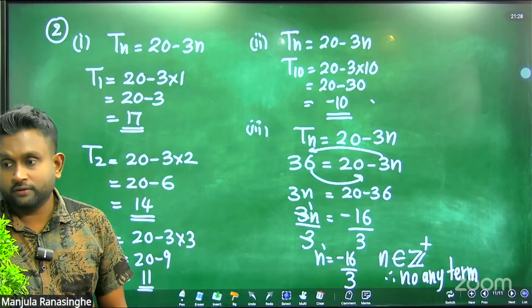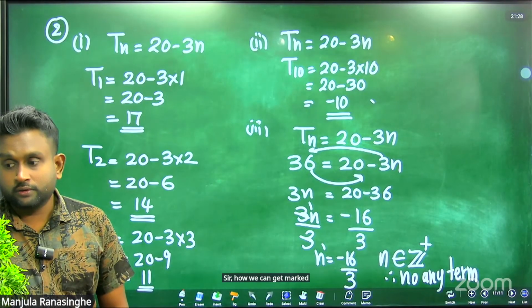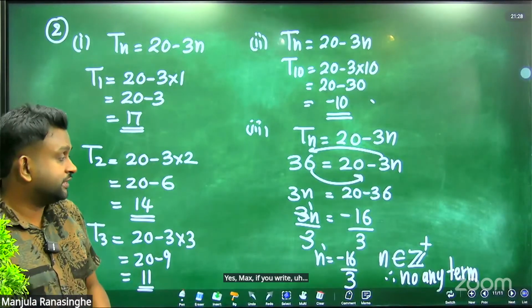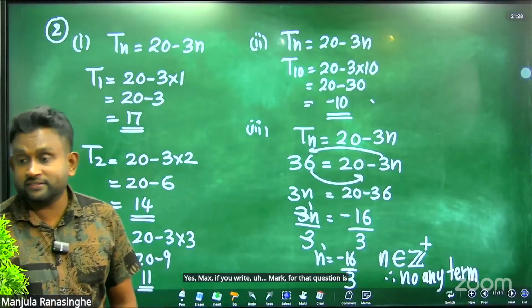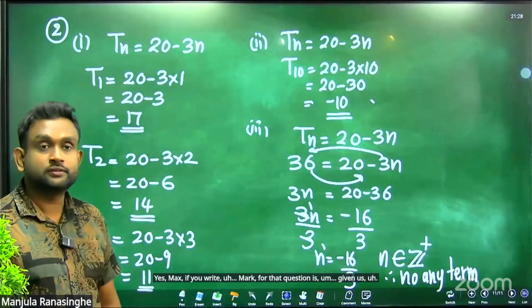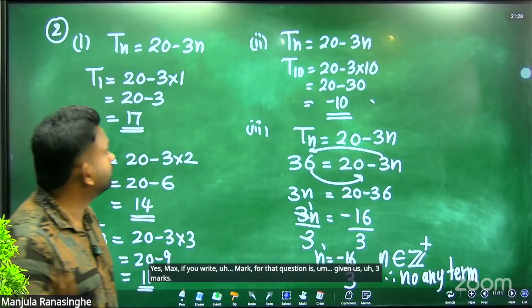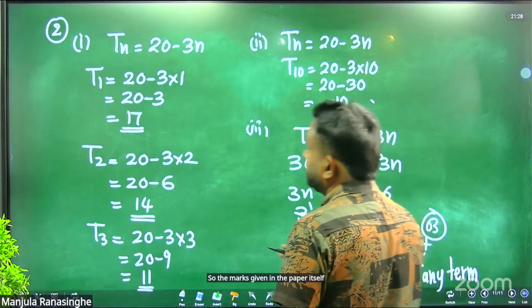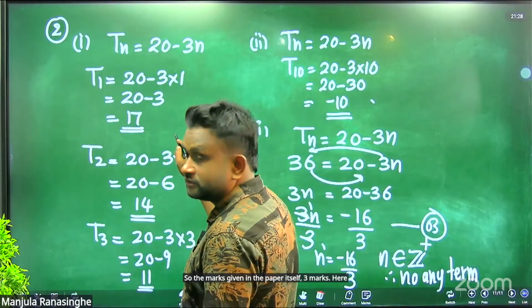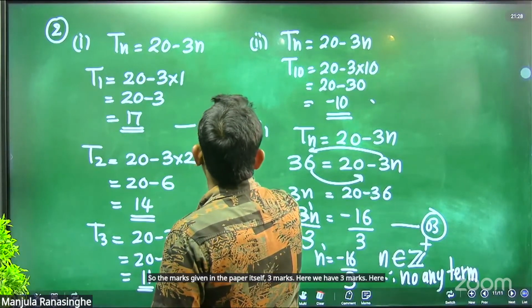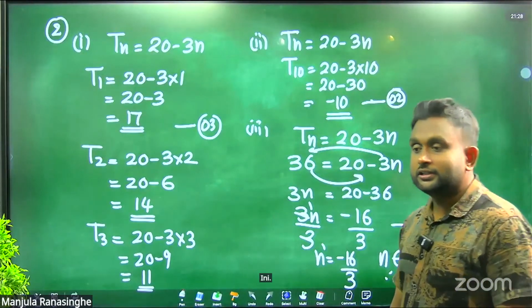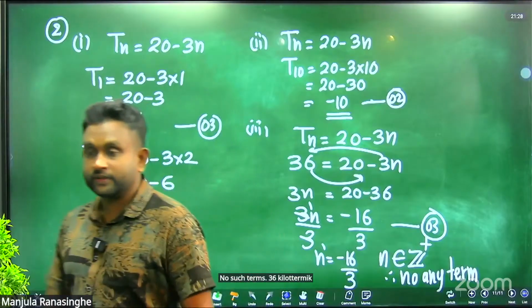Sir, how can we get marks for that question? Yes, the marks for that question are given as 3 marks. The marks are given in the paper itself. Here we have 3 marks. Here we have 2 marks. Your answer should be that there is no such term. There is no term 36.